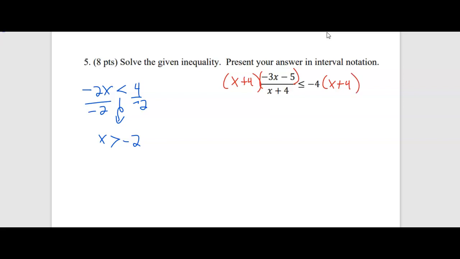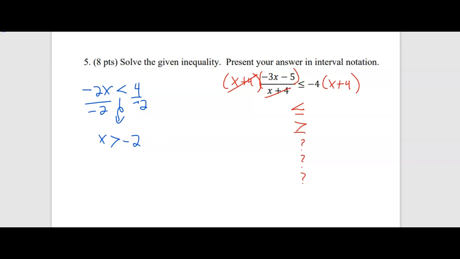So multiplying by x plus 4 appears to reduce the fraction, which is better than a rational expression. However, is x plus 4 positive or negative? If it's positive, we keep this inequality sign pointing to the left. If it's negative, we switch it. But since it has an x variable in it, we don't know. So therefore, we're now in an unknown situation. We don't know, should it be this way? Should it be this way? This suggests that we shouldn't do this step because we don't know if we're doing it right or not.